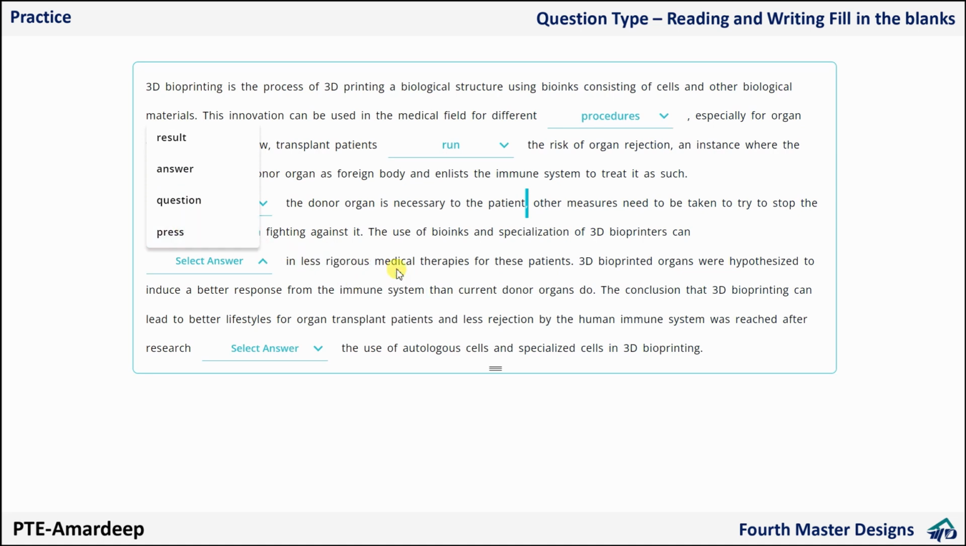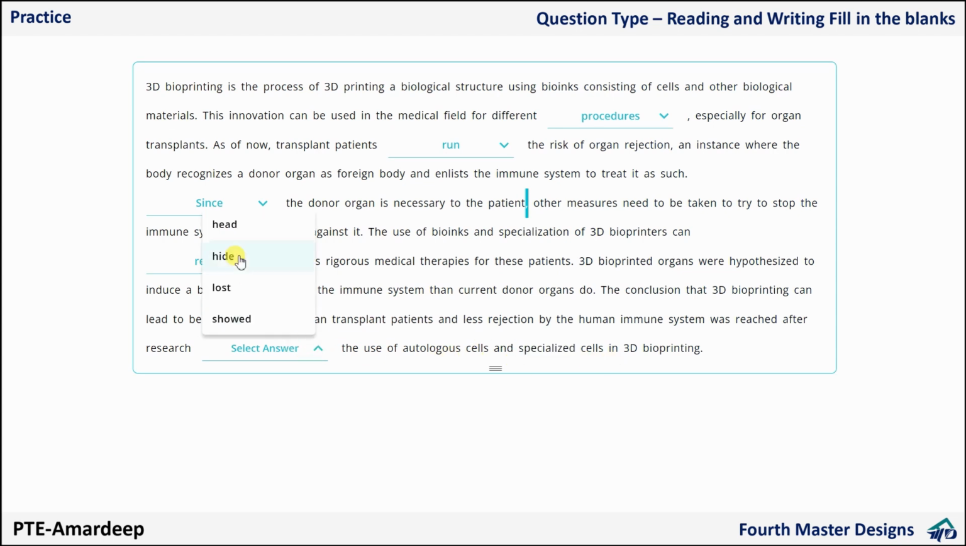Can press far less? But again, in this context, it is not making sense. I'll go with your result. Then we have the last one. 3D bioprinted organs were hypothesized to induce a better response from the immune system than current donor organs do. The conclusion that 3D bioprinting can lead to better lifestyles for organ transplant patients and less rejection by the human immune system was reached after research showed the use of this one and this one in 3D bioprinting. So that's how you need to answer these questions.